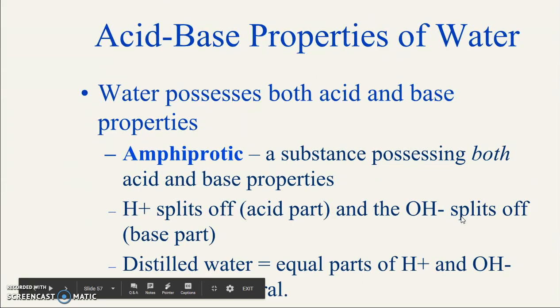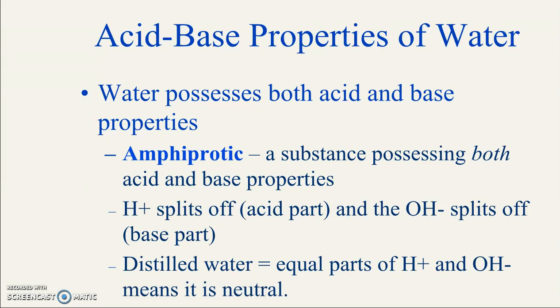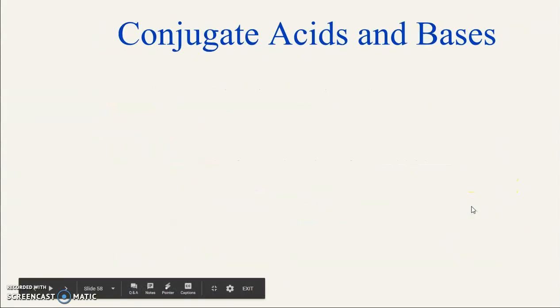So water possesses both acid and base properties, as you guys have just seen. It's called amphiprotic. It's a substance that possesses both acid and base properties. It just depends on what it's reacting with. So the hydrogen can split off, that's the acid part, and the OH can split off, that's the base part. So distilled water, what makes it a pH of 7 is it has equal parts of the hydrogen and equal parts of the hydroxide, making it neutral. But it has both properties.